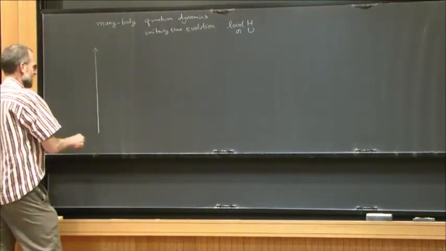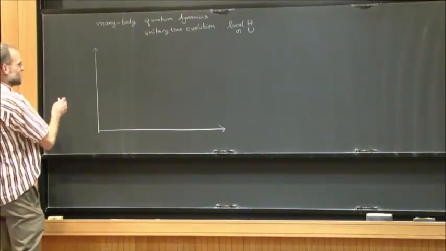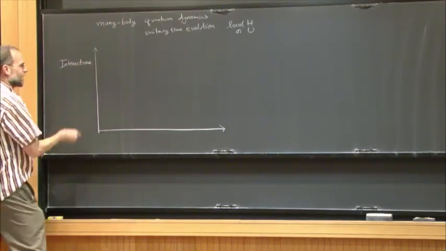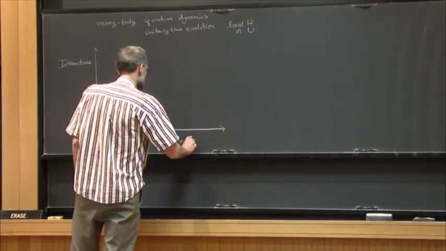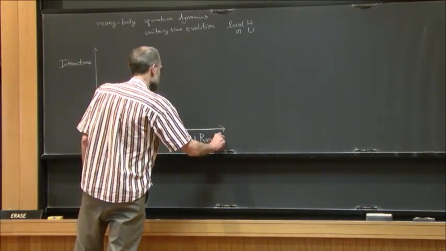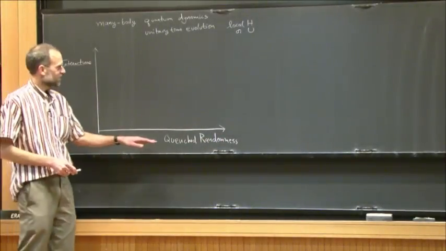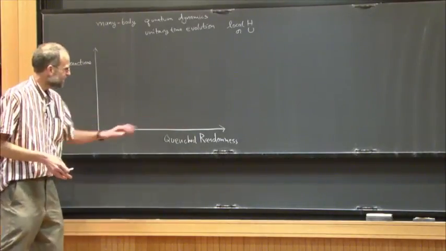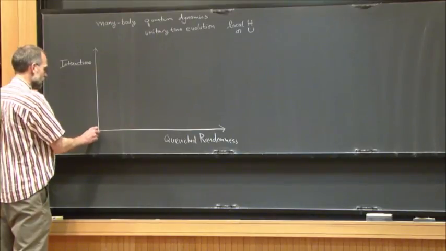So let me just lay out my map here, but there won't be any mountains. So I wanted to put interactions on the vertical axis, and I wanted to put, let me write it this way, quenched randomness on the horizontal axis, and we're going to keep it quenched. I'm not going to ask that interesting question that Jörg brought up of what if we let this stuff move.